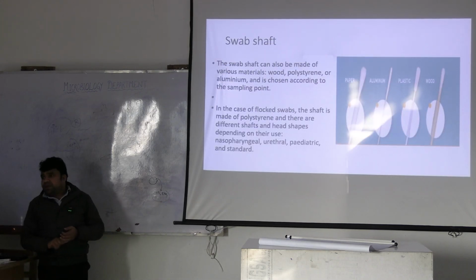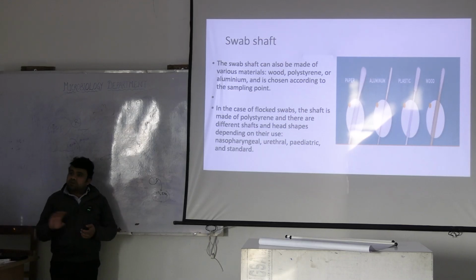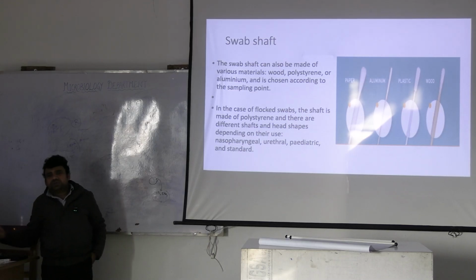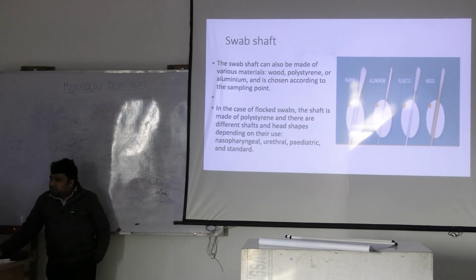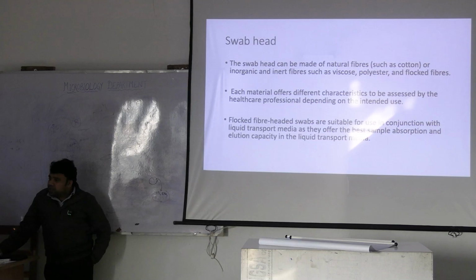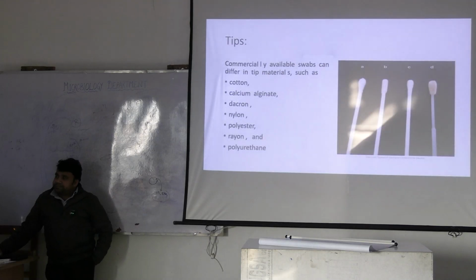Coming to the shaft. The shaft may be made up of many materials, like paper, aluminum, plastic or wood. Most commonly wooden is used, and disposable swabs will have a plastic shaft. Many paper shafts are also used.